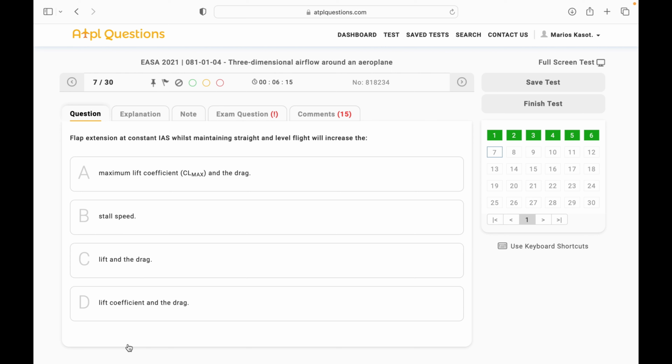Flap extension at constant indicated airspeed while maintaining straight and level flight will increase the maximum lift coefficient and the drag, stall speed, lift and the drag, lift coefficient and the drag. Extending the flaps will increase our CL max, but also will increase the drag, because we increase the area.